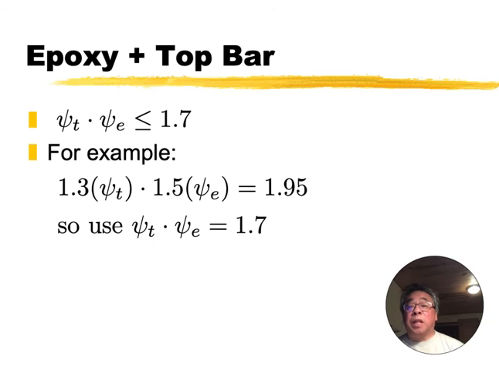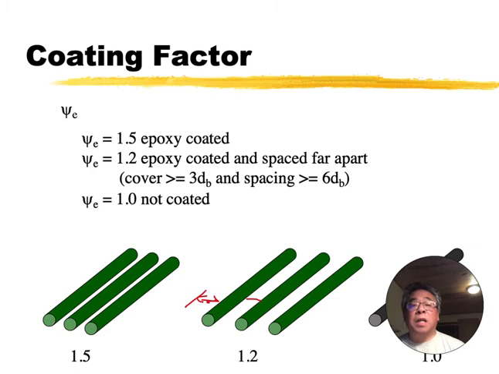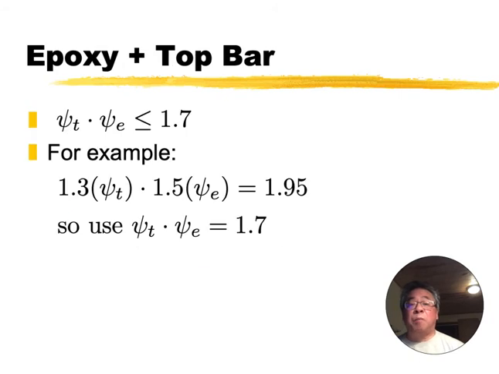Another new thing that I missed last time is when you get these two, the top bar effect and the epoxy effect, when you multiply them together, you don't have to go over 1.7. So for example, if your top bar was 1.3 and your epoxy factor was 1.5, that multiplied out is 1.75, but you don't have to go over 1.7.